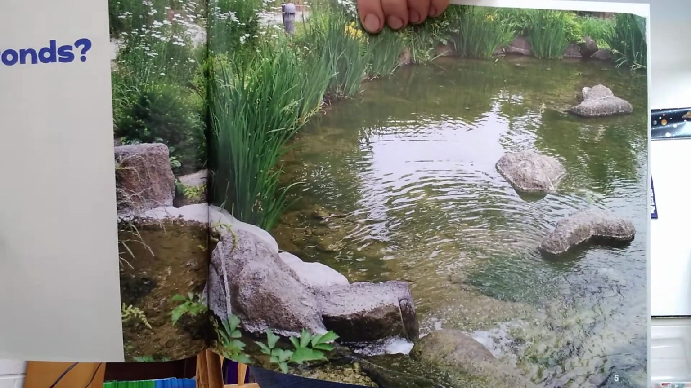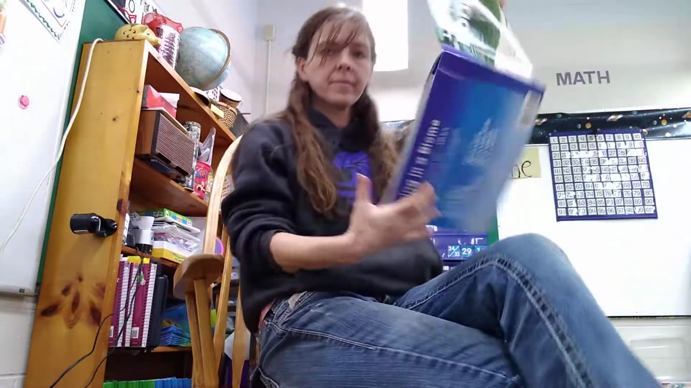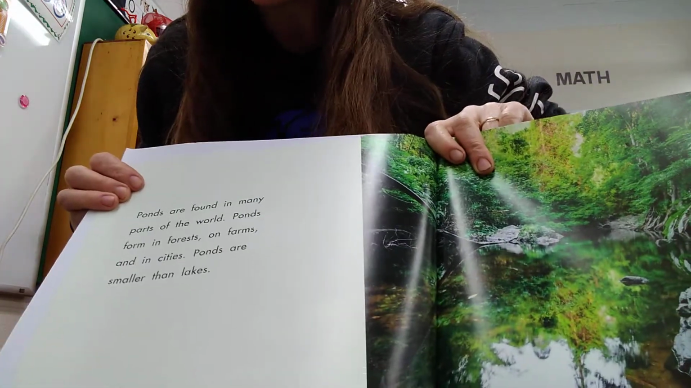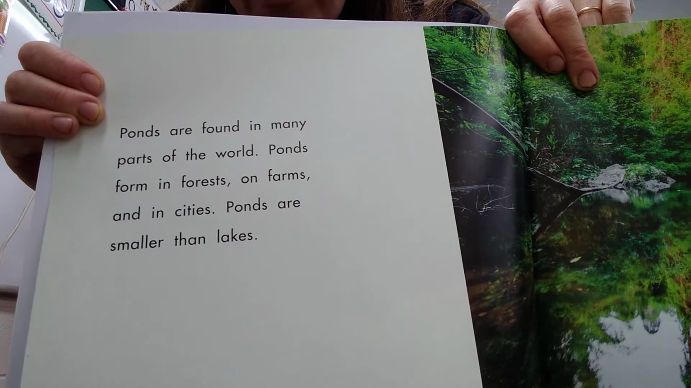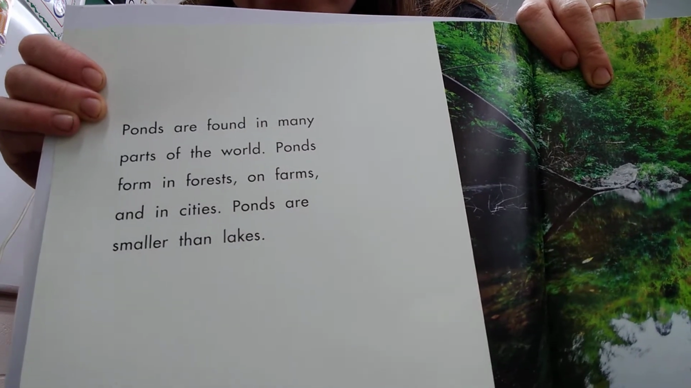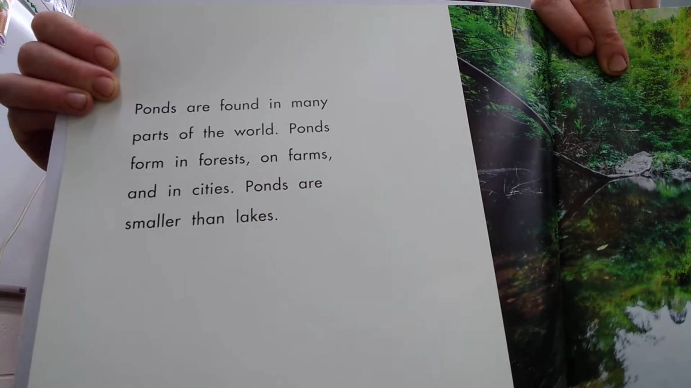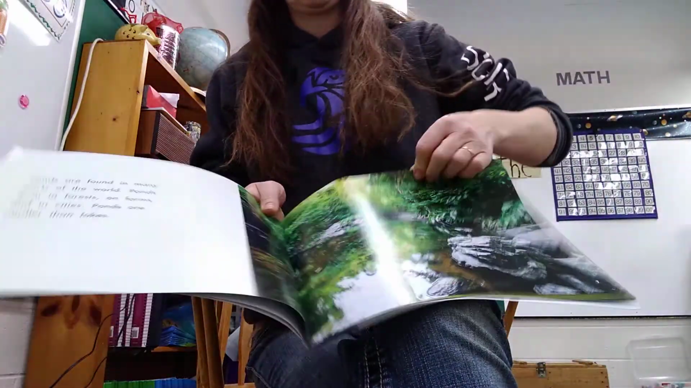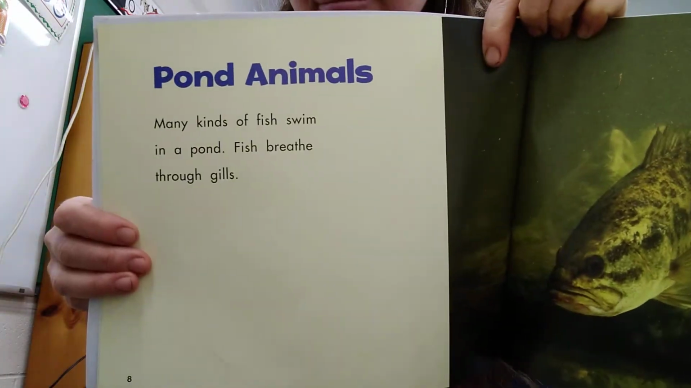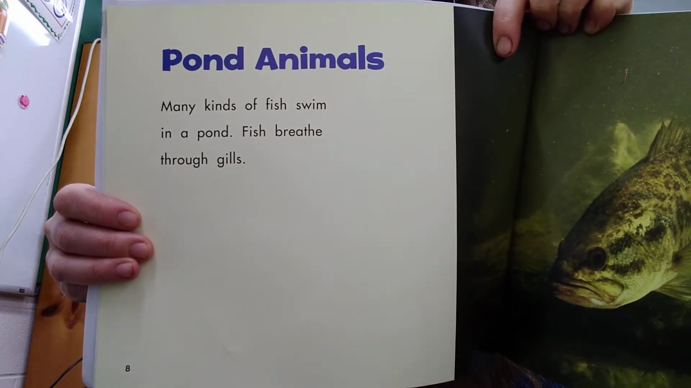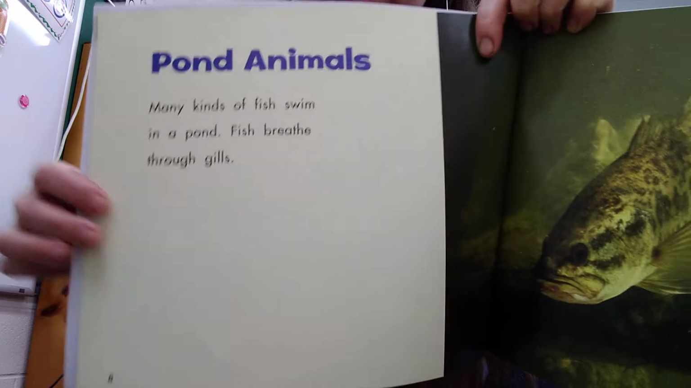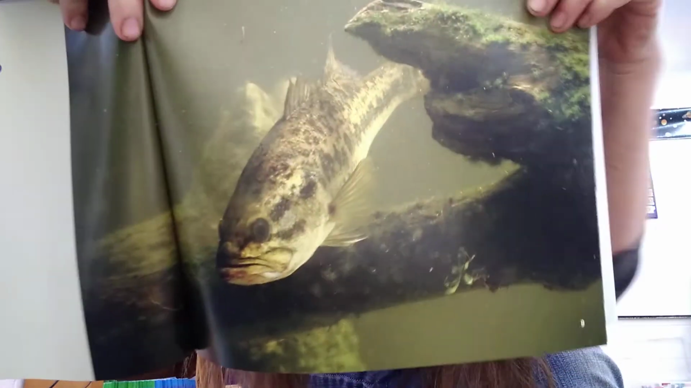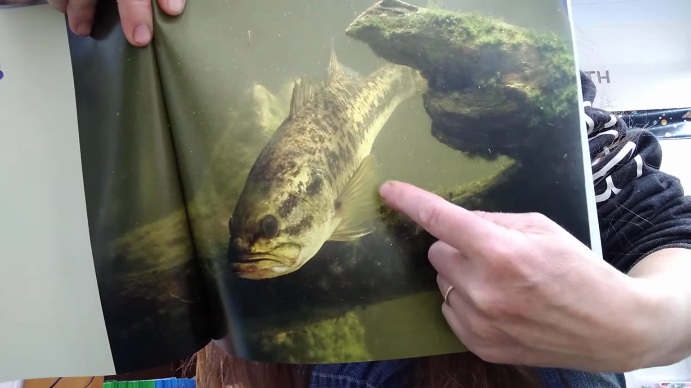And there's a beautiful photograph of a pond. Ponds are found in many parts of the world. Ponds form in forests, on farms, and in cities. Ponds are smaller than lakes. There's another picture of a pond. Pond animals. Many kinds of fish swim in a pond. Fish breathe through gills. Here is the picture of the fish. Its gills are usually right there near its mouth in front of its fins.